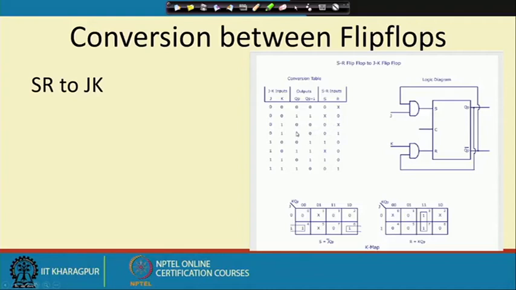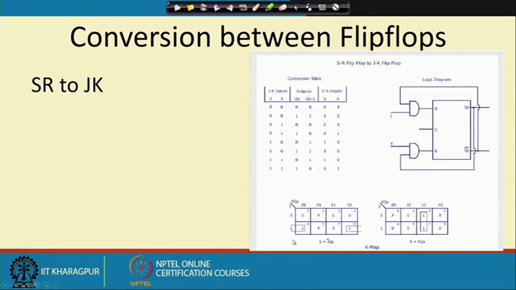If the current value is 1 and the next value we want is 0, then the R input should be made equal to 1 and the S input should be made equal to 0. Similarly, for 0 to 1, the S input should be made equal to 1 and the R input should be made equal to 0. In this way we write down the values to be applied on the S and R inputs of the flip flop. Now, we make Karnaugh maps that have the inputs J, K and QP and the outputs S and R.